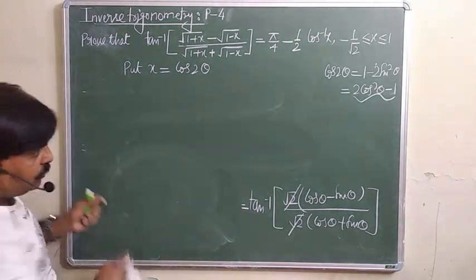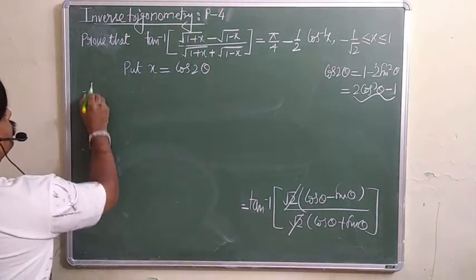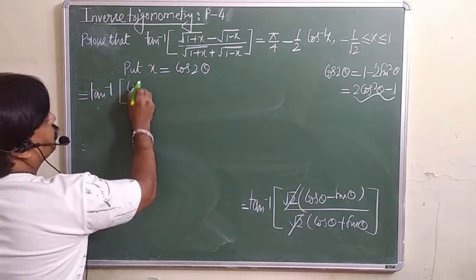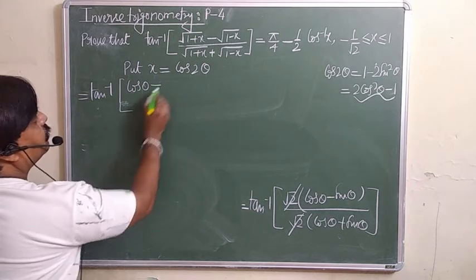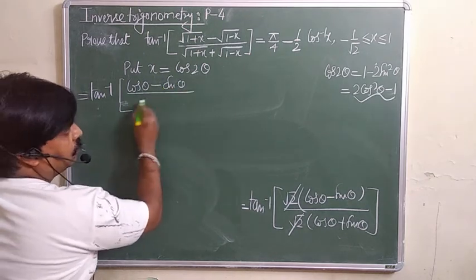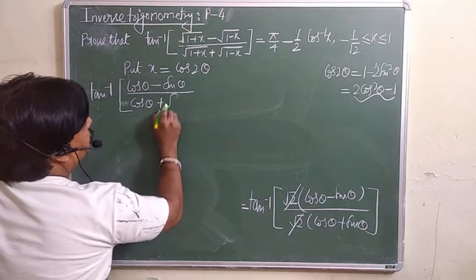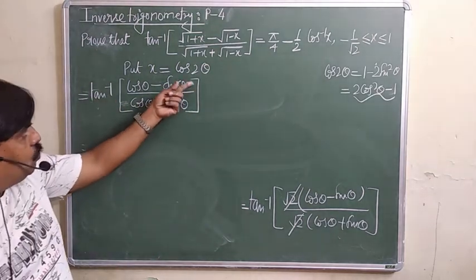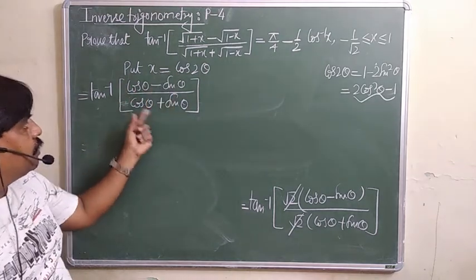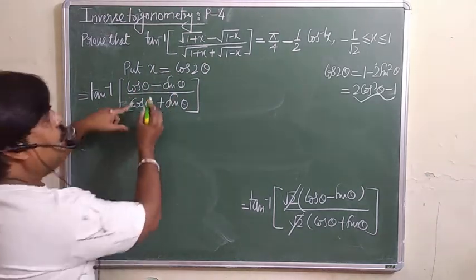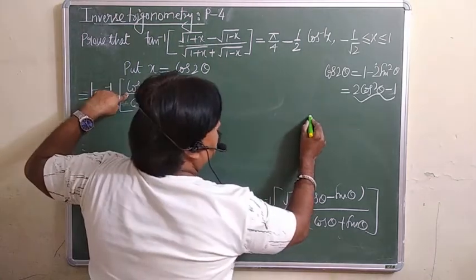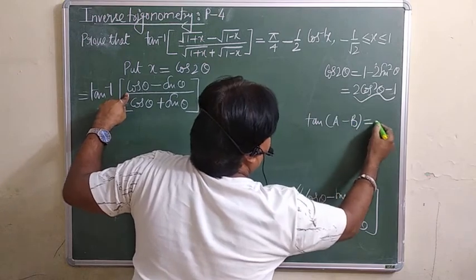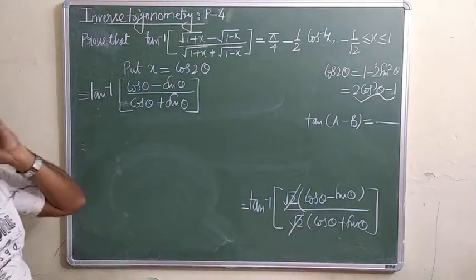See now, this can be written as tan inverse of (cos theta minus sin theta) over (cos theta plus sin theta). Finally, you are getting this one. But here is the tan inverse. It means you are supposed to change this in terms of tan anyhow. So how can you change? We know that tan(A minus B) is equal to (tan A minus tan B) over (1 plus tan A tan B). So that we can apply.